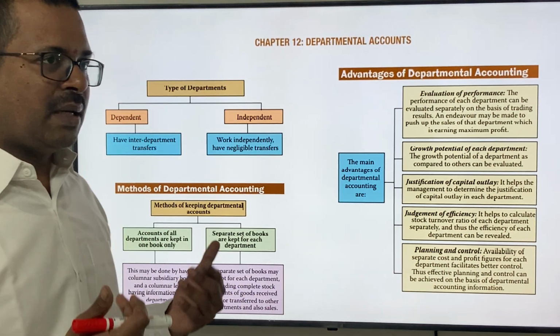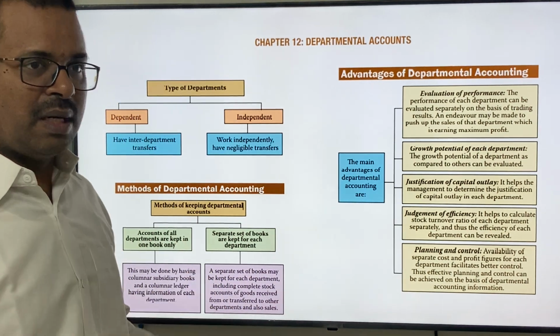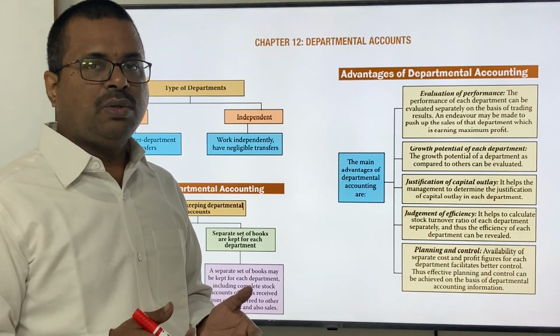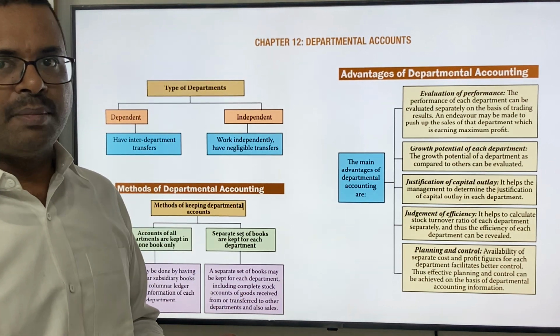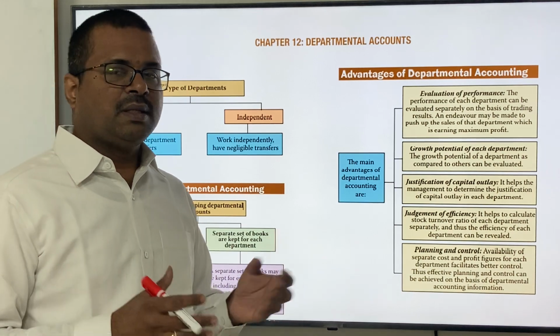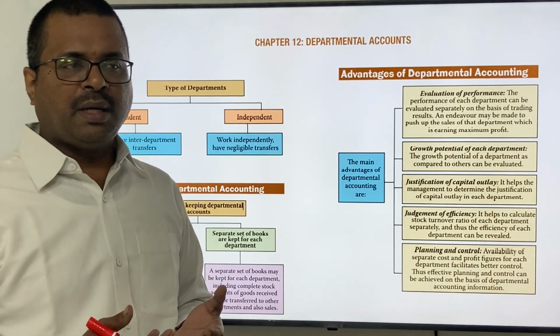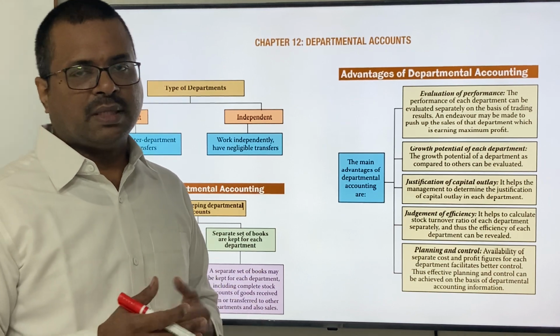That means they can procure the material by themselves, they can manufacture it by themselves, they can sell by themselves. There is no dependency on any other department. In that case, they are called independent departments. Here, the allocation of expenses is very minimal and the process is very simple.